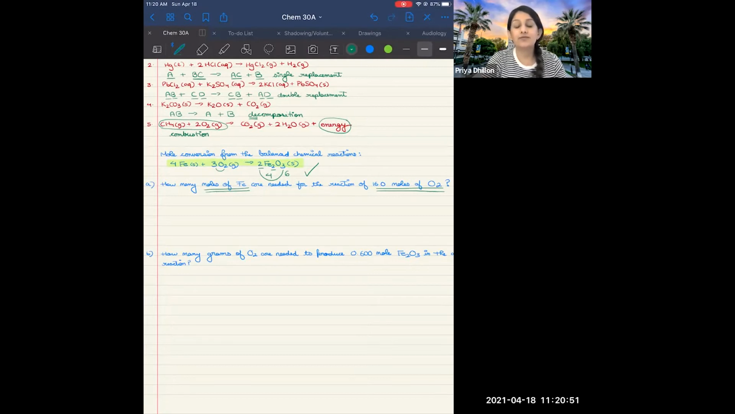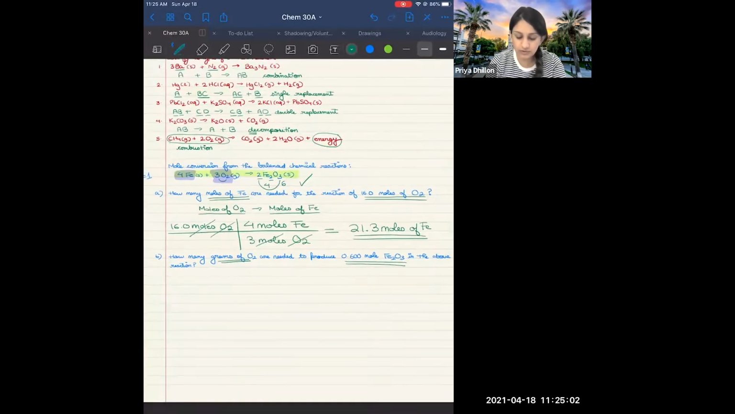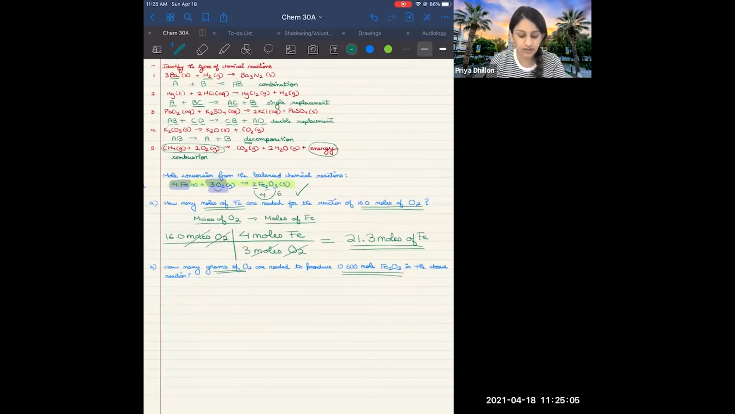So basically, pay really close attention to the grams, right? So let's go over the question. How many grams of O2 are needed to produce this many moles of Fe2O3 in the above reaction? They're saying that we are going to go from moles of Fe2O3 to the grams of O2. So let's go over it together, and then the next problem, you can work on it on your own.